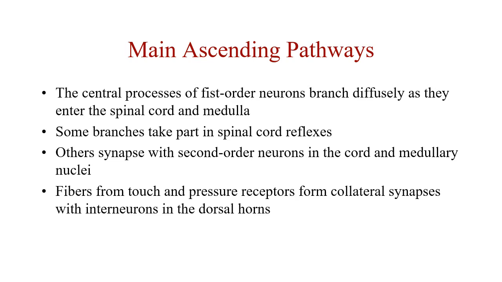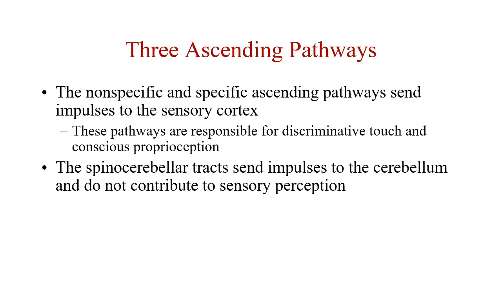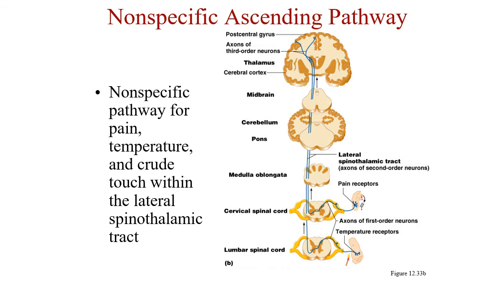Depending upon the type of information that we have is going to determine where within the pathways we find these types of information. And so we have 3 basic ascending pathways that we're going to look at. We have the non-specific pathways, we have specific pathways, and then we have spinocerebellar tracts. And so different kinds of information are traveling through the different tracts themselves, and we'll look at them now.